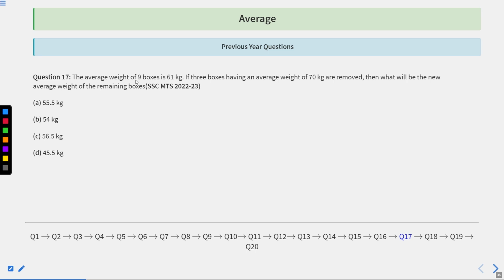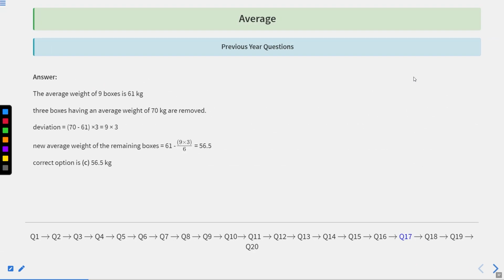The average weight of 9 boxes is 61 kg. So we have 9 boxes and their average weight is known. If 3 boxes having an average weight of 70 kg are removed, then what will be the new average weight of the remaining boxes? So we have 9 boxes and their average weight is 61. Now I remove 3 boxes out of 9, and the average weight of those 3 boxes was 70 kgs. What will be the average weight of the remaining boxes?